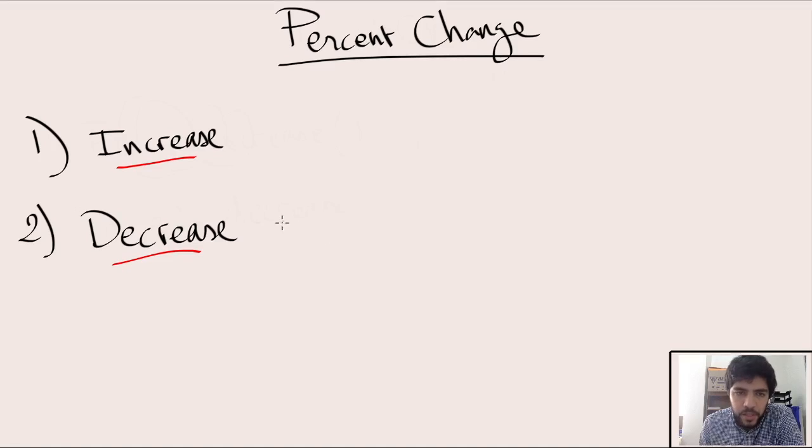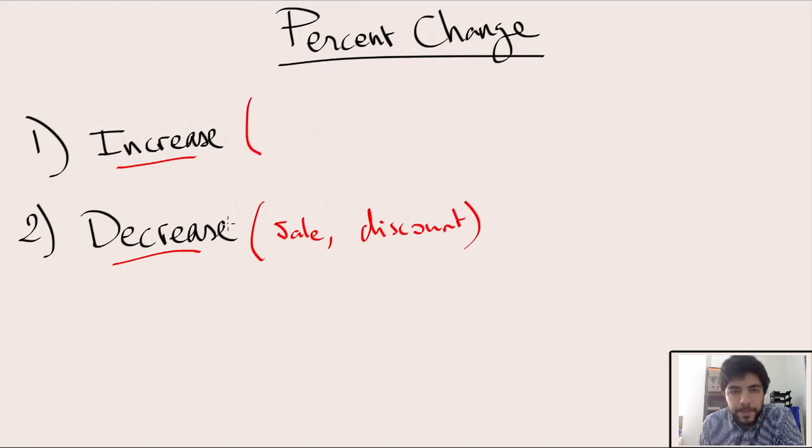Maybe if you're at the mall, you can see a sale where it says 30% off or something like that. So sales and discounts are all percent decreases. And then maybe you're at a restaurant and you want to tip a certain percentage of the bill. That would be an increase. Maybe you have to pay a tax when you're buying something, and that would also be a percent increase. And there are many other examples of each.